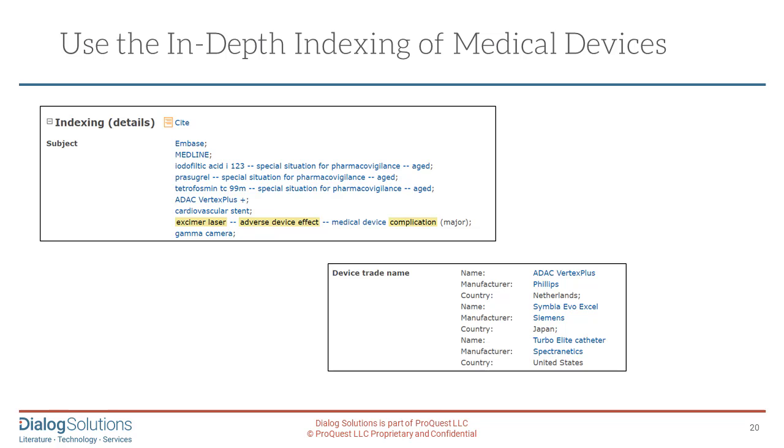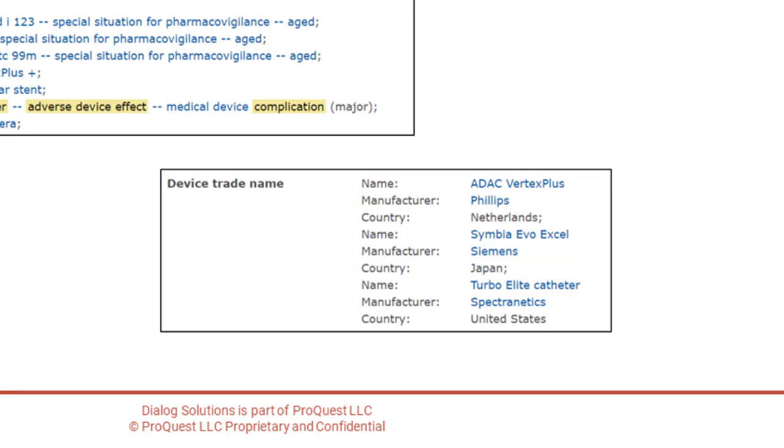Another plus that Embase has, and they obviously have worked very hard to be one of the preferred sources for medical device searching, is the trade name field. Medline tends never to really go there with trade names. It's not a commercially oriented database. Embase is commercially oriented. So here we can see an example for a Japanese catheter manufactured by Philips in the Netherlands, and that's the trade name, by Siemens in Japan with this trade name, and by Spectranetics in the US with this trade name.